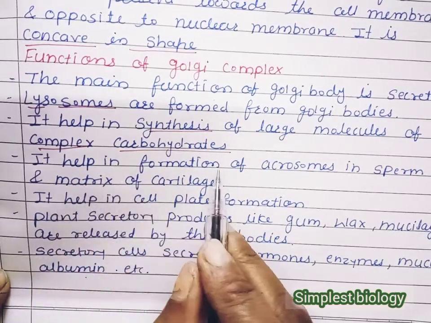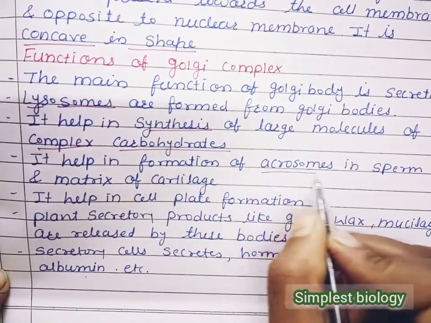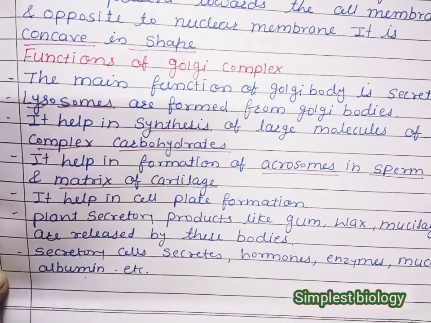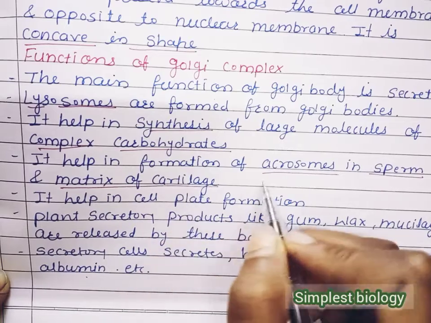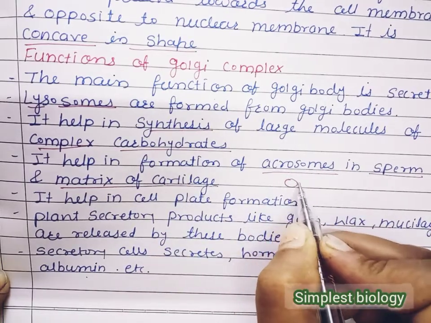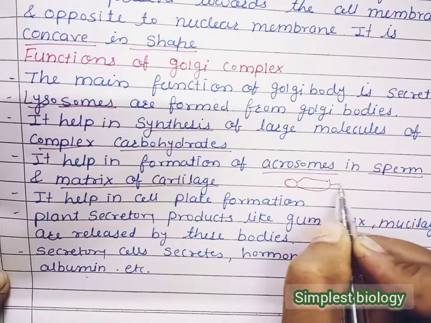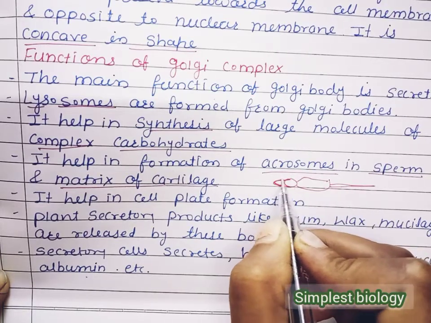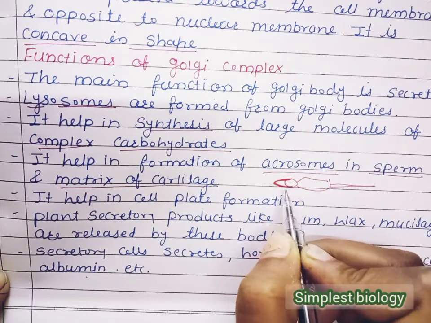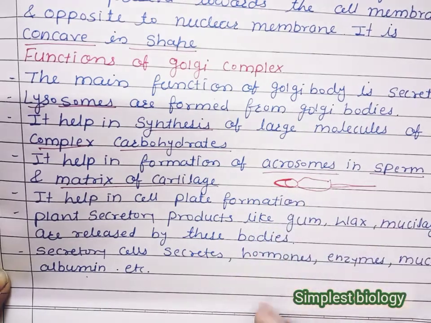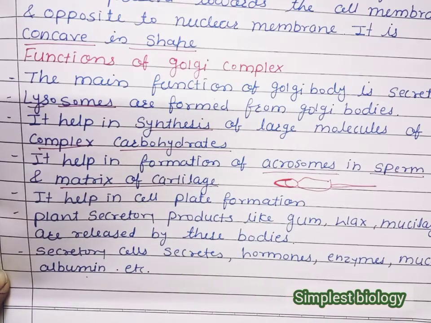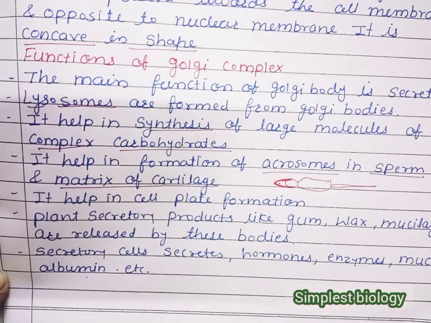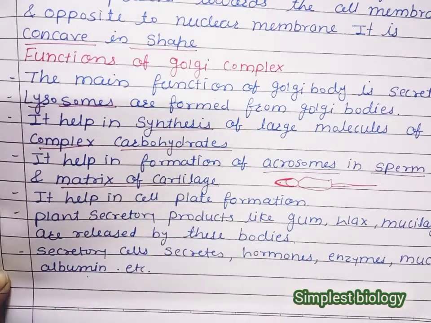It helps in the formation of acrosomes in sperm and the matrix of cartilage. Cartilage is part of our endoskeleton, and this is the structure of a sperm. This is the tail part, and the upper part of the sperm we call the acrosome, which contains the enzymes responsible for cracking the zona pellucida in the female egg, and that acrosome part is made up of Golgi complex. It helps in cell plate formation.